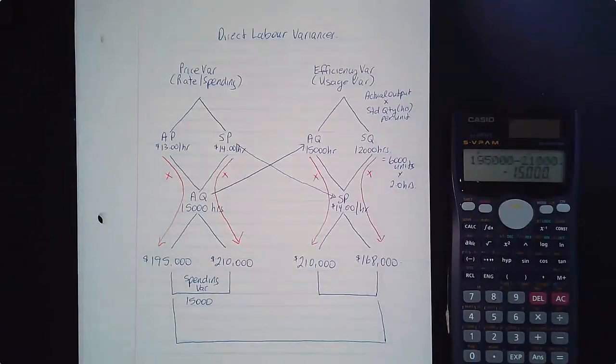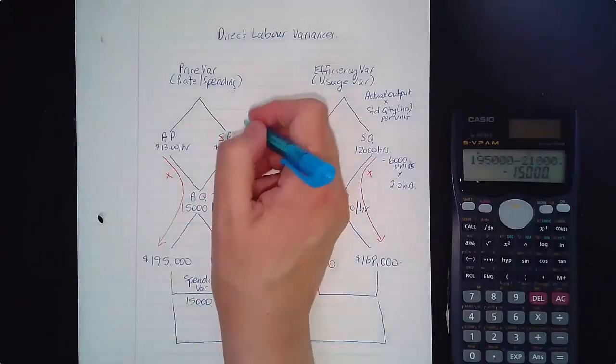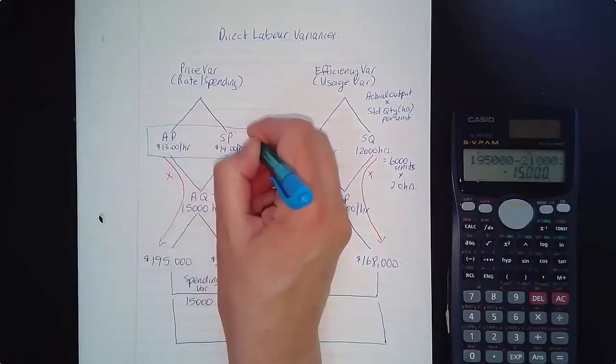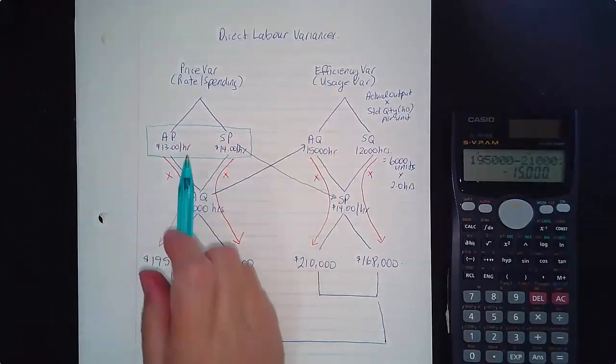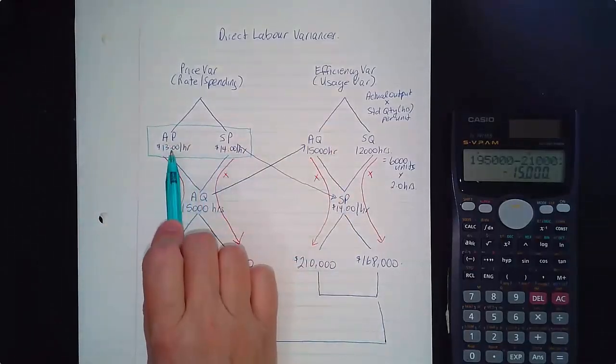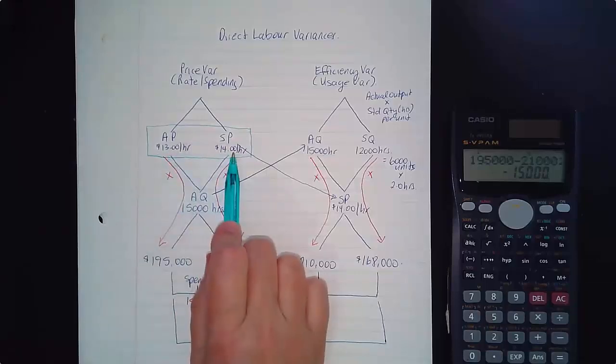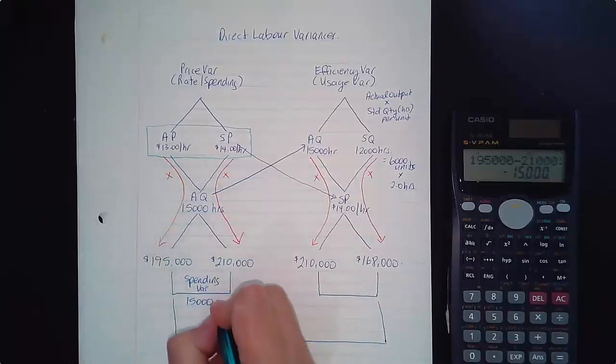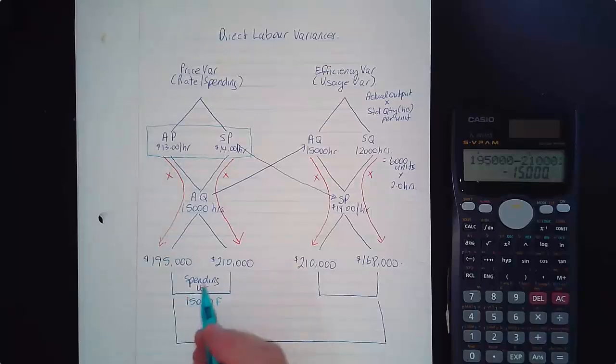I figure that out by looking at the information within the diamond. I spent $13 per hour, but my standard was $14 per hour. Is this good for the company? Favorable, or bad for the company? Unfavorable. Well, it's good for the company because I spent less per hour. So this is favorable.